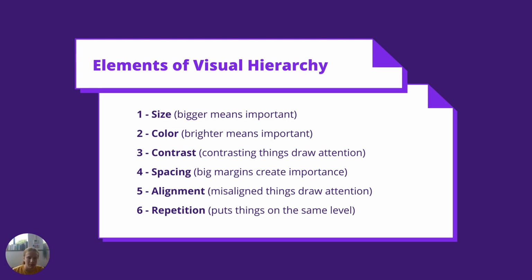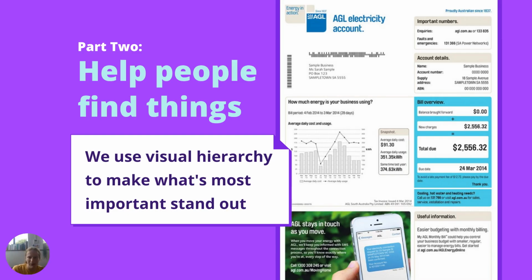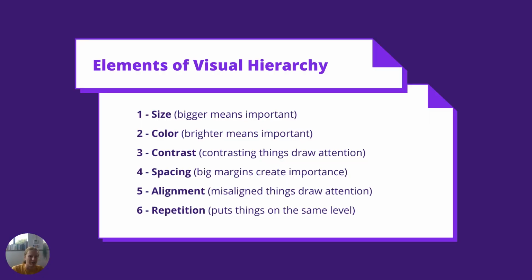Size, that's pretty obvious. Bigger is more important. Ditto with color: the brighter, so having the bright blue instead of a grayscale color, again makes it seem more important. Contrast is another interesting one. Actually, we'll flip back to the electricity bill. Notice how the charge here, the total due, is inside a white box, which is inside a blue box. So that contrast between the white and the blue adds even further prominence to that visual element, because our eyes are drawn to the contrasting colors. So on top of color, you can use contrasting colors to draw further attention.